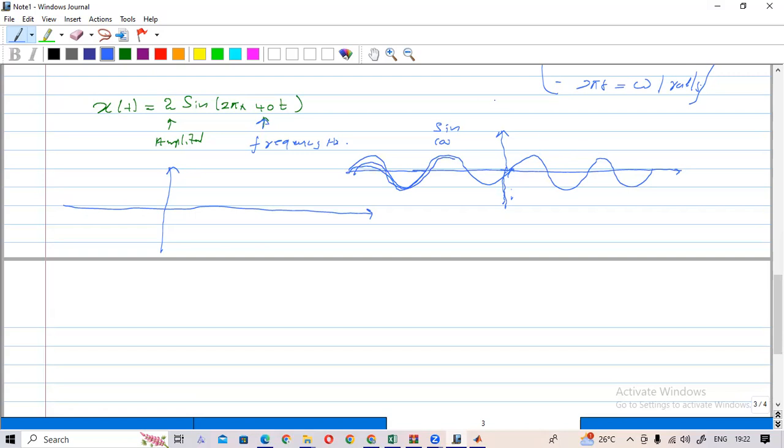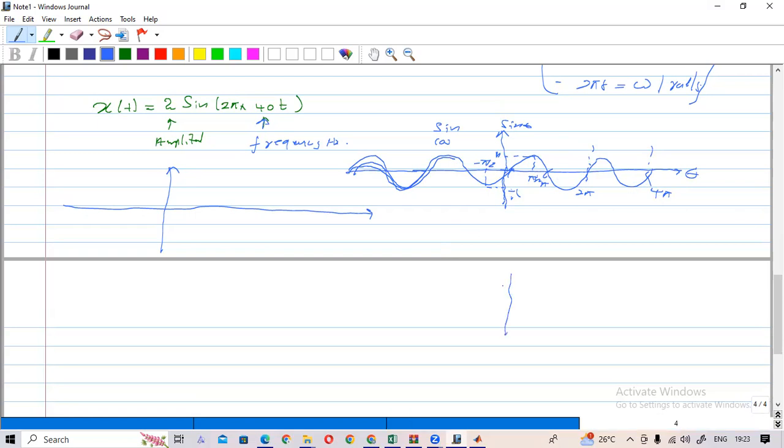So this is sine theta with respect to theta. This is the angle. This is π/2, this is π, and this point is 3π/2, this is 2π. And this point is 1, and this is minus π/2, and this point is minus 1. So you need to remember this sine curve, and the cos curve is like this.